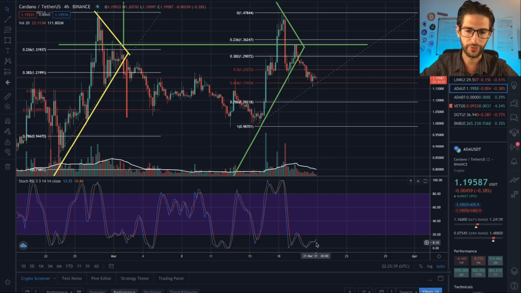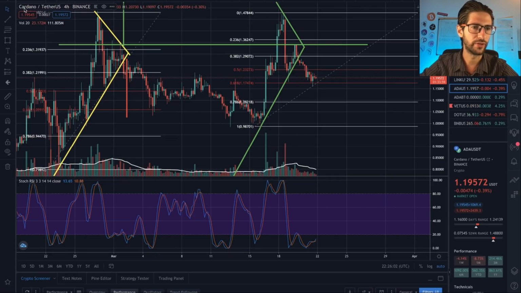The stochastic RSI is turning up right now, so we need to wait and enter above 20. And when we are in this zone and we continue with the momentum up, that will mean that we can have the consolidation here on the golden pocket, and from here continue a rise up.